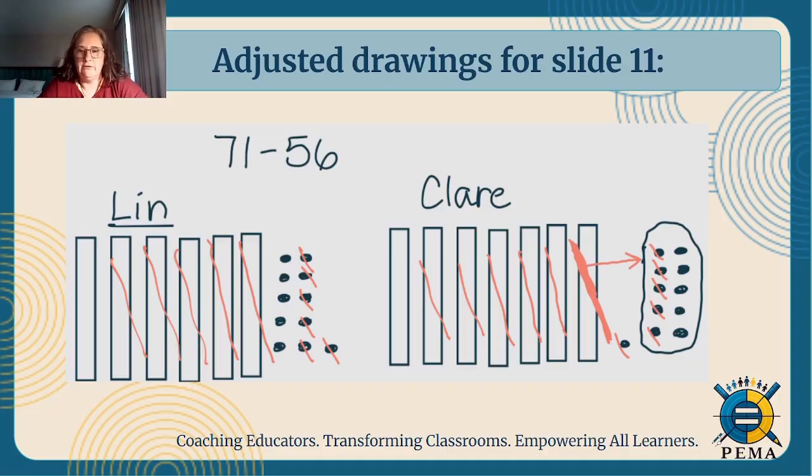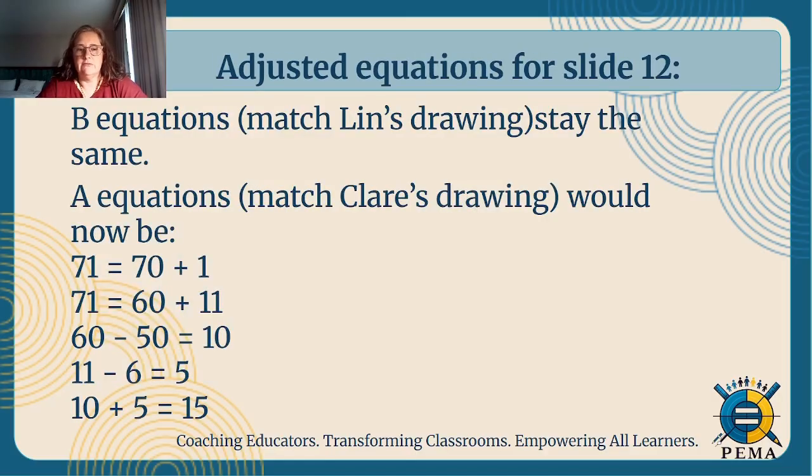And then if you make that switch, so it aligns with the cool down, you would also need to switch the A equations. So this would need to match Clare's drawing. And that would now be 71 equals 70 plus 1, and then she decomposes. So 71 equals 60 plus 11. And then 60 minus 50 equals 10, and 11 minus 6 equals 5. And then 10 plus 5 equals 15.